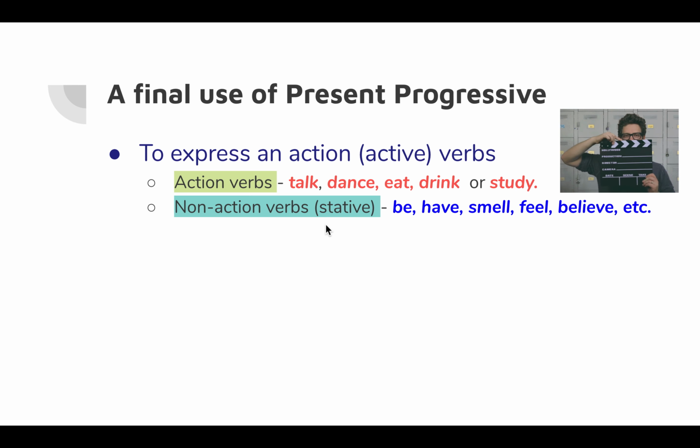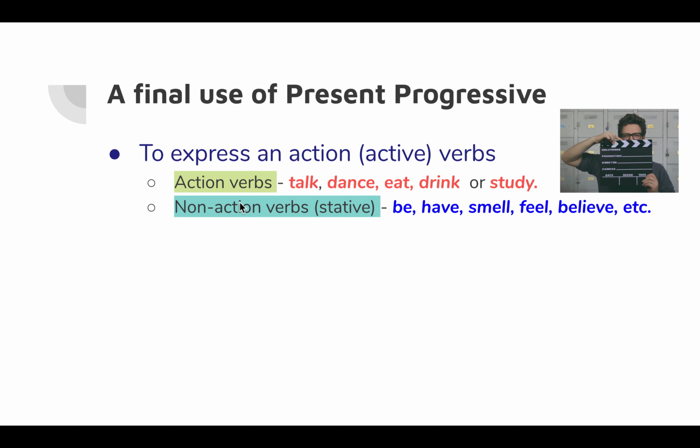A non-action verb, also called a stative verb, is a verb that we cannot act out. So if I say, show me have, it's very difficult to show me have, right? Or if I say, show me believe, can you act that out? No, I don't think so. So we call these non-action verbs.